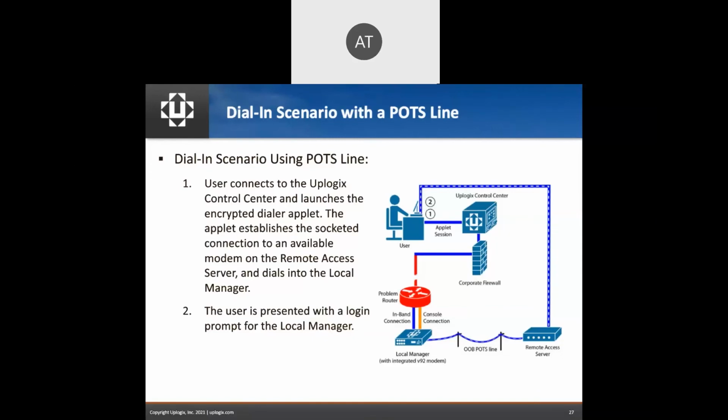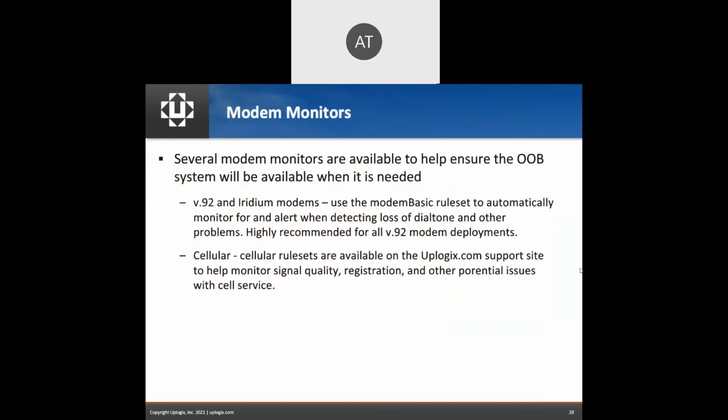So that's what you guys are doing now for the vast majority of your deployment. Just like the SMS monitors, we have a couple of different modem monitors that we can use. On the V9d2s and Iridiums, we have this rule set called Modem Basic. It looks for things like if somebody unplugs the phone line, we will detect that automatically. Or if when we test the modem there's no dial tone on the phone line, we'll create an alarm based on that as well.